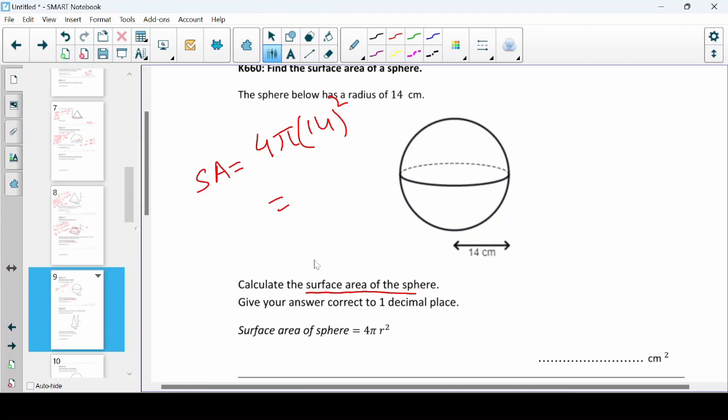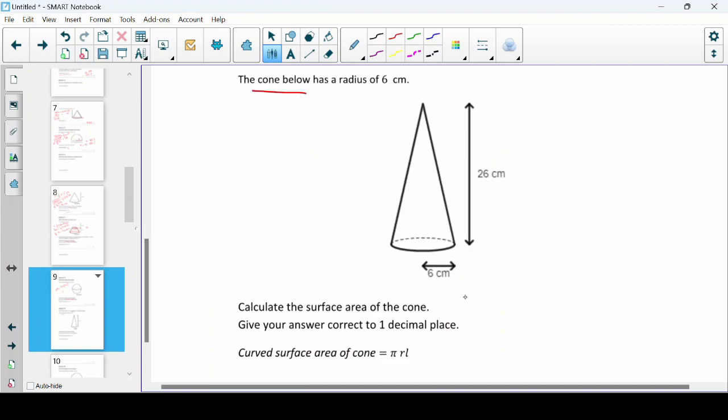And here we have to find the surface area of the cone, and it has a radius of 6. The curved surface area is pi r l, where l is the slant length. For the total surface area, we also have a circle at the base, so the surface area of a cone will be the base area plus the curved area.